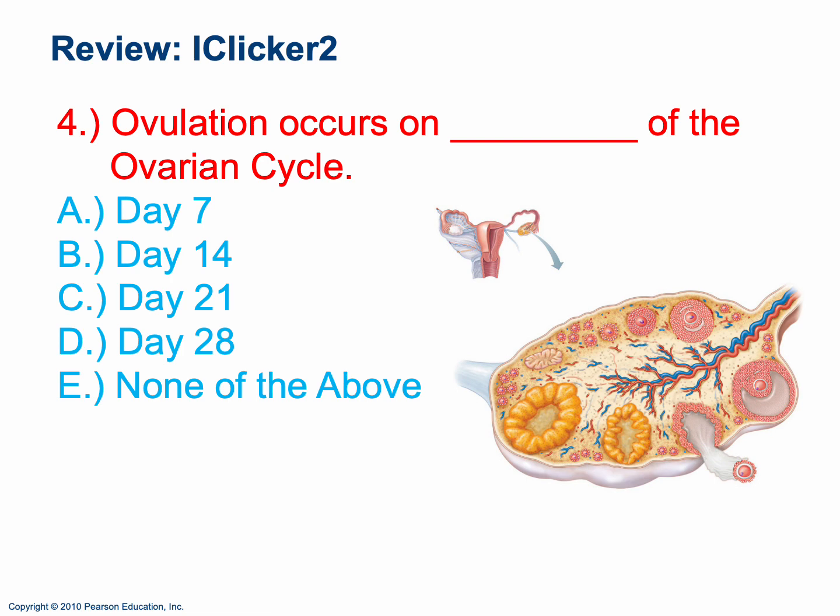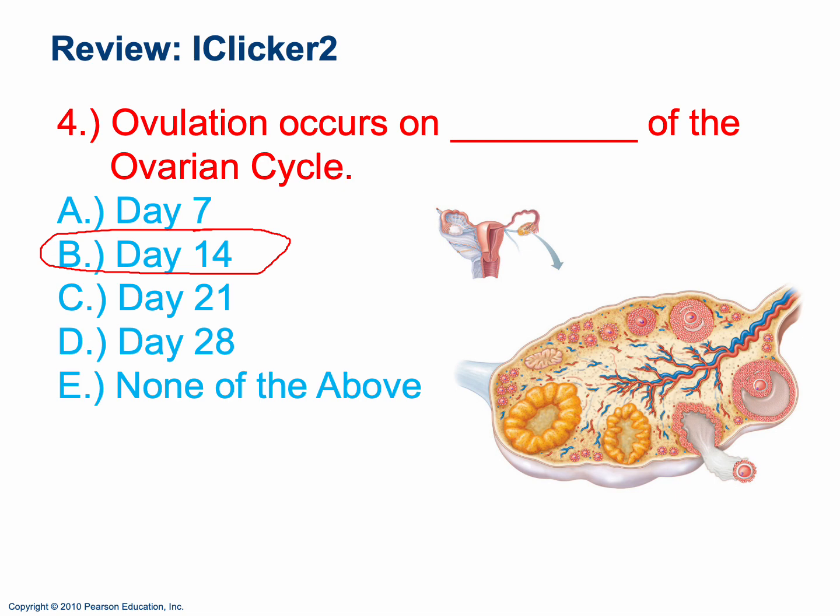Okay, so we have a couple more review questions to look at. So time to find your iClickers as we'll once again review. So review question number 4. Ovulation occurs on what day of the ovarian cycle? So what day was that? All right, and the correct answer here would be choice letter B, day 14.